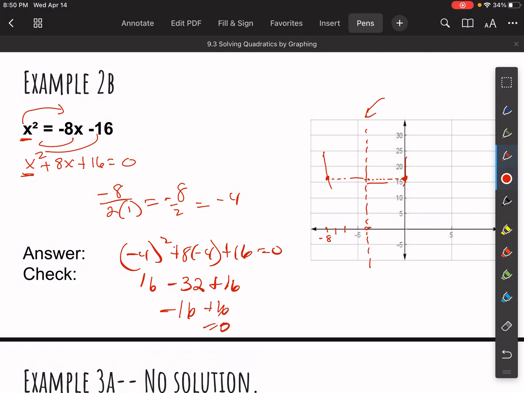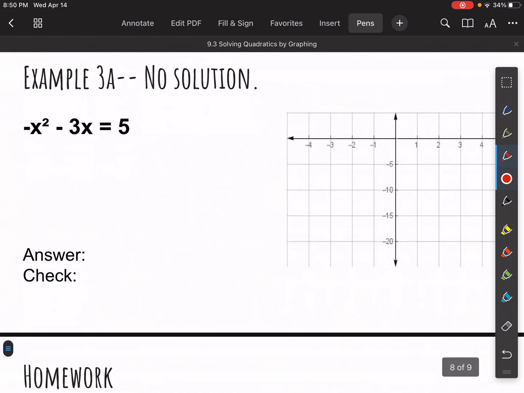So again, since I got a 0 there, that's going to be your point. That also has to be the root. So this is a double root that occurs at negative 4, because that's where it crosses the x-axis.